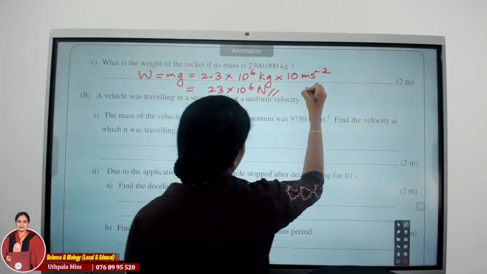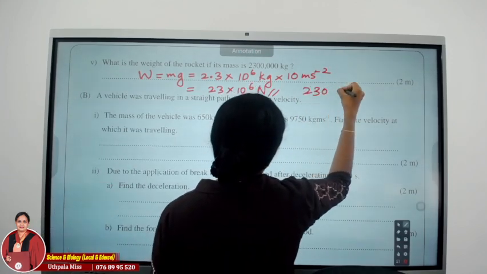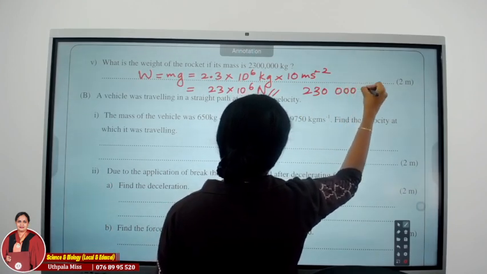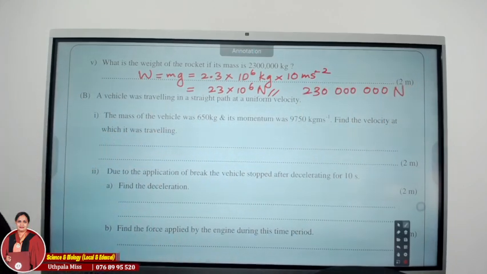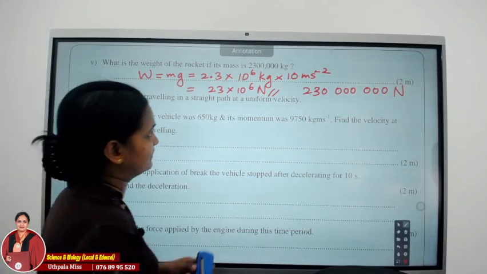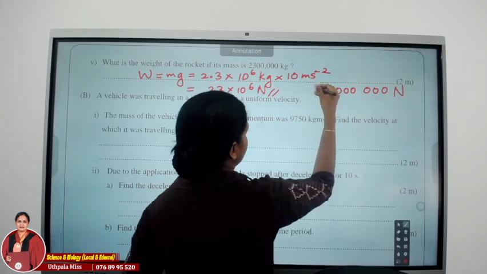And then you should have written 1, 2, 3, 4, 5, 6 Newton. One zero is too many. It is 23 here.